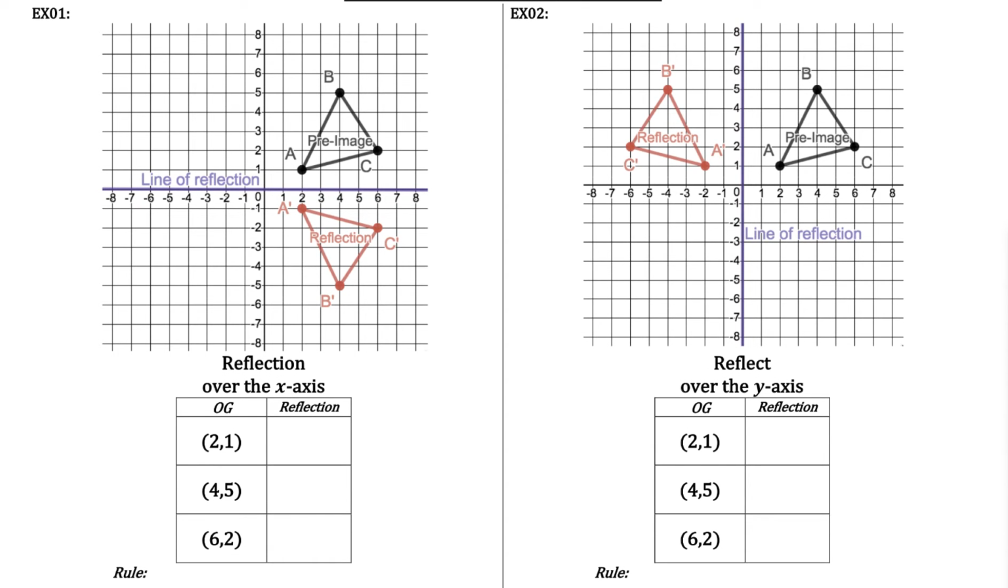I'm going to label these in purple. So we have 2, 1, which was our original A, so that was A. And then B was 4, 5. And C was 6, 2. And we are changing these to A prime. So A prime is 2, -1. B prime, right down here, is 4, -5.